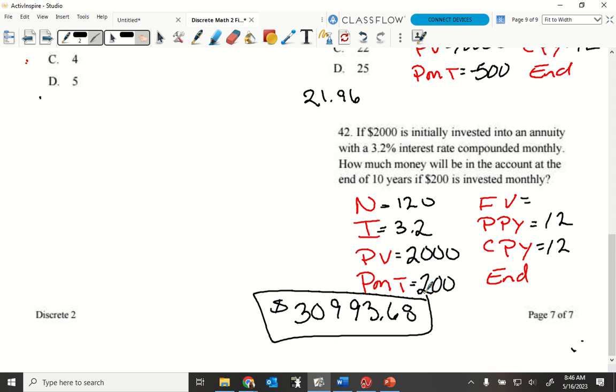So if you think about it, how much money did you really put into it in the first place? $200 a month for 10 years, that's going to be 24,000, plus the 2,000 is 26,000 that you put in. So our money made over $4,000 for us in 10 years. That's the point of investment.